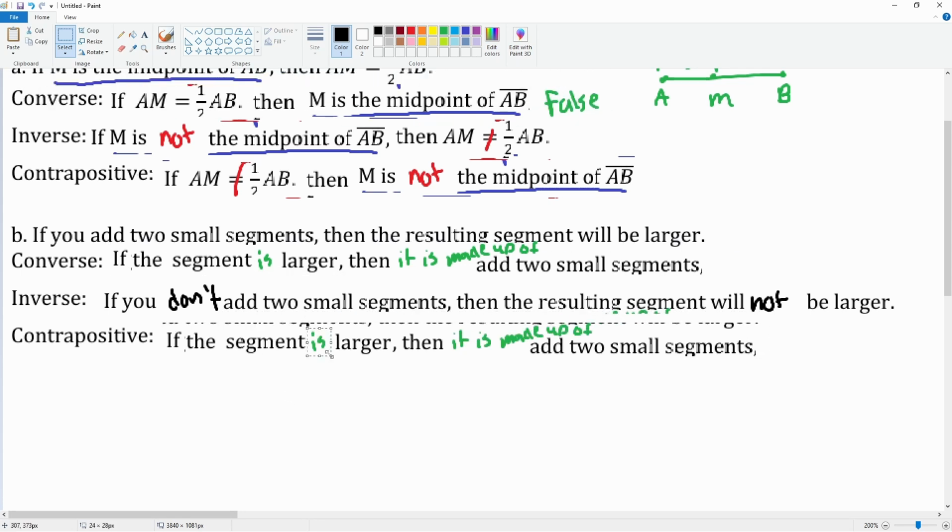So that should be is not. Okay, then it is not made up of adding two solid segments. There you go.